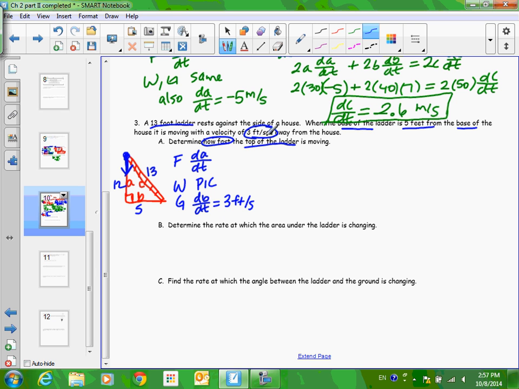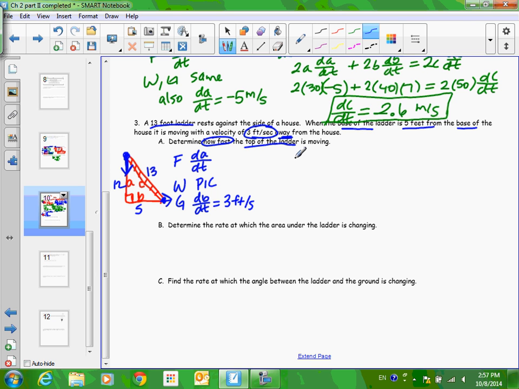I see the word away, which makes me think negative, but keep in mind, this is moving away. So is B increasing or decreasing? It's increasing. So the derivative should be positive. And it is, and that's the way we wrote it.